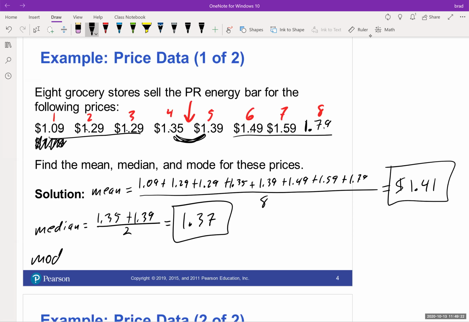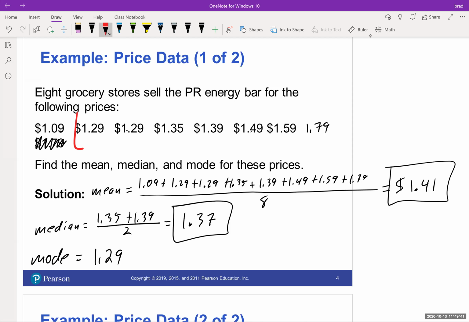Now our mode is always the easiest one. All we do is look and say which number is repeated most often. Let me see. I see 1.29 is repeated twice and everything else is only once. So our mode is 1.29 because these two are repeated twice.